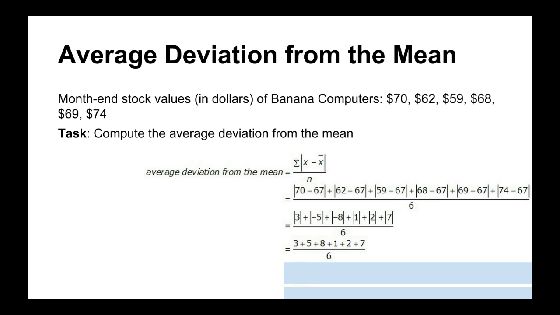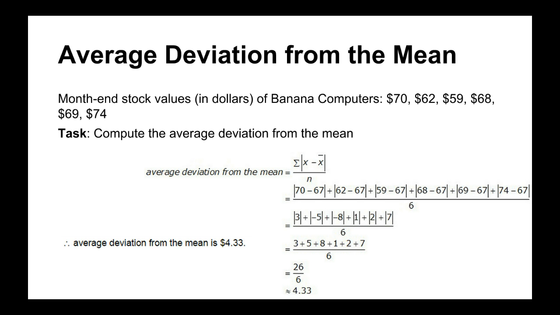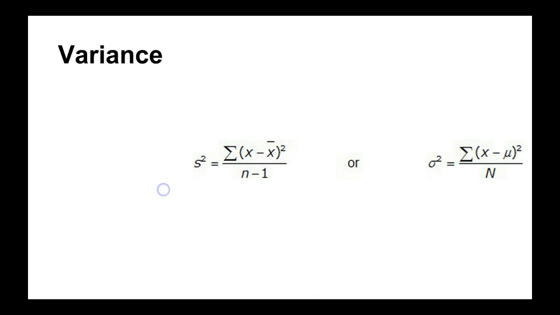You get rid of all the negatives through the absolute value signs, and we end up with a final average deviation from the mean of about $4.33. $4.33 is our average deviation from the mean.